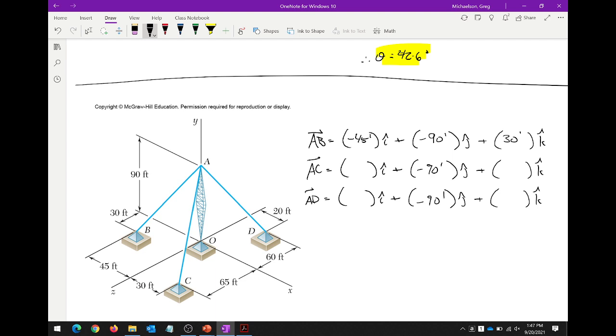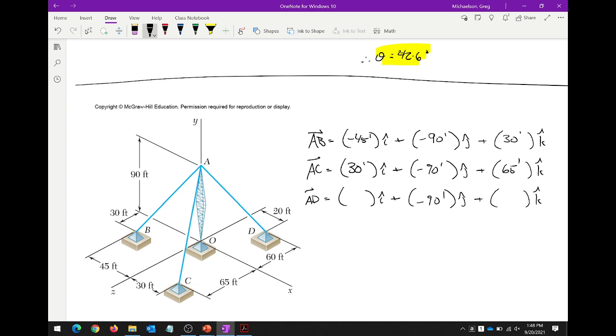Now, somebody tell me AC. The whole thing, just AC. Somebody. Goodness, whoops. What? Somebody, what's AC? Yes. 30 feet I hat plus negative 90 J hat plus 65 feet K hat. That's exactly right. Positive 30 along the x-axis, positive 65 along the z-axis. That's exactly right.